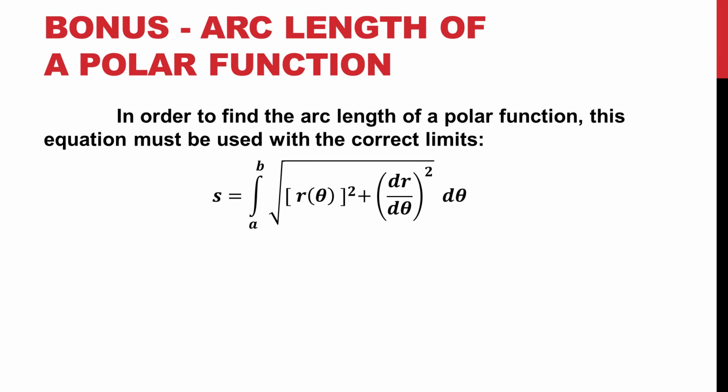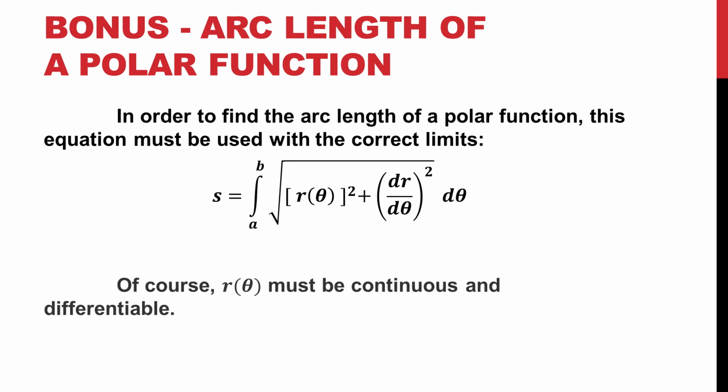Bonus. Arc length of a polar function. In order to find the arc length of a polar function, this equation must be used with the correct limits. S equals the integral from a to b of the square root of r of theta squared plus dr d theta squared d theta. Of course, r of theta must be continuous and differentiable.